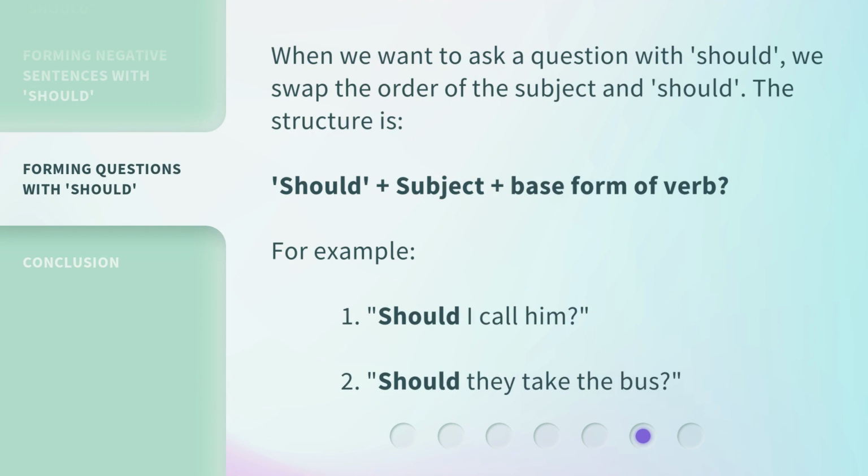When we want to ask a question with should, we swap the order of the subject and should. The structure is should plus subject plus base form of verb. For example, 1. Should I call him? 2. Should they take the bus?